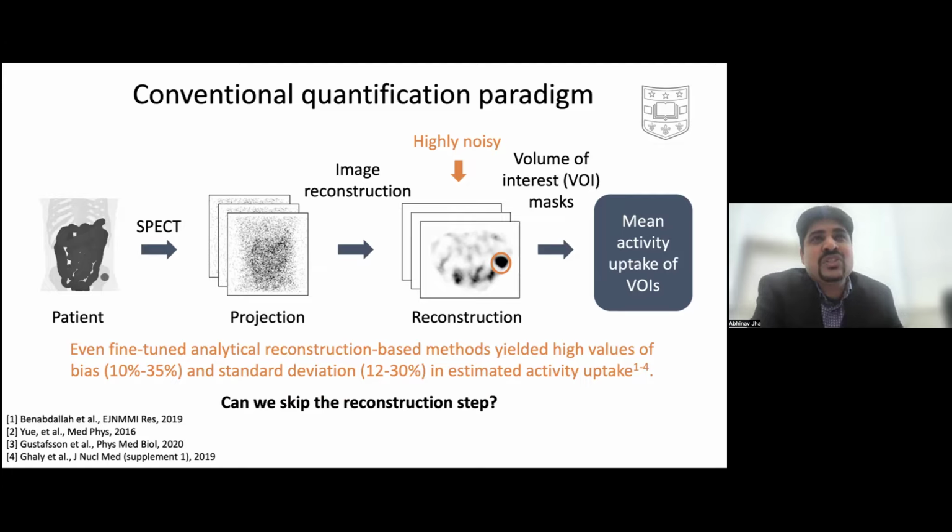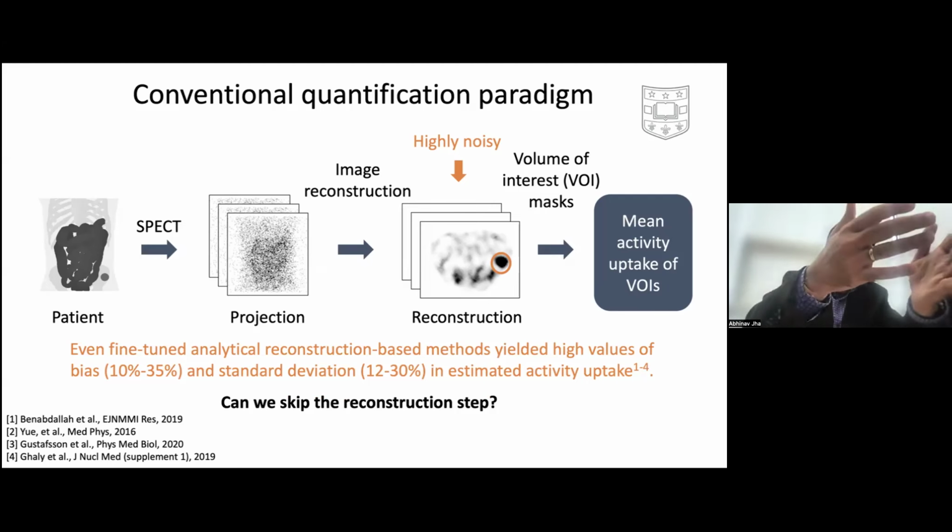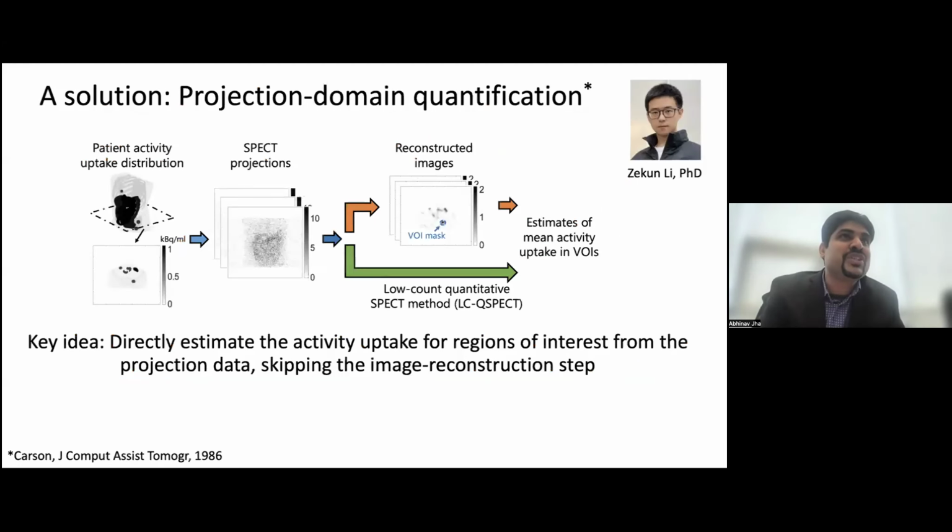So if the task is not necessarily looking at voxel based dosimetry, but instead mean activity quantification, then the reconstruction step is sort of an intermediate step towards the goal. So we asked the question, can we skip reconstruction? The challenge is that we are trying to estimate all of these voxel values, and all of these voxel values are eventually helping us get something. Why not just skip that intermediate step? Can we go directly from the projections to the mean activity uptake in the VOIs? So that was the key idea.